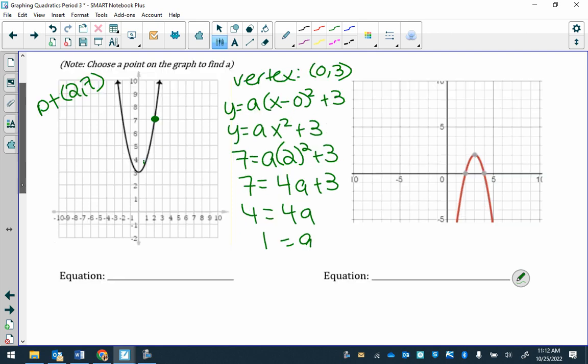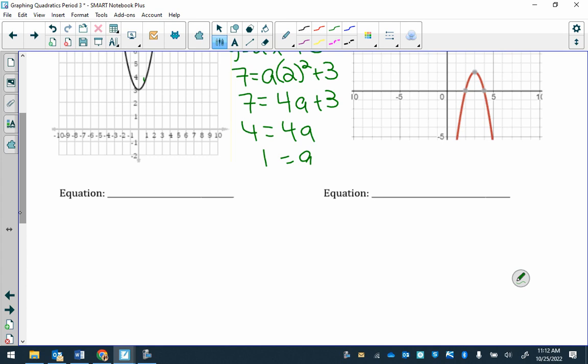Okay, so our equation, and again, that could change, this just started off of how to find A. So we have y equals x squared plus 3 as our equation. Because the A value is just 1, we do not have to include it here.